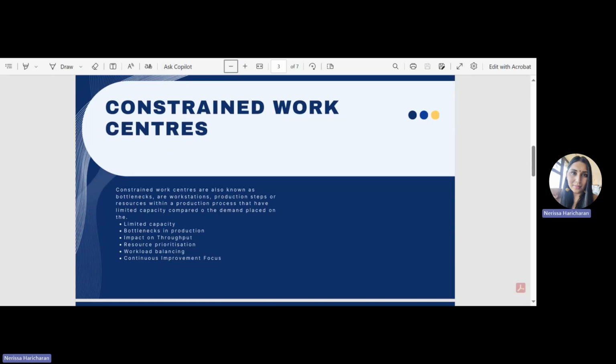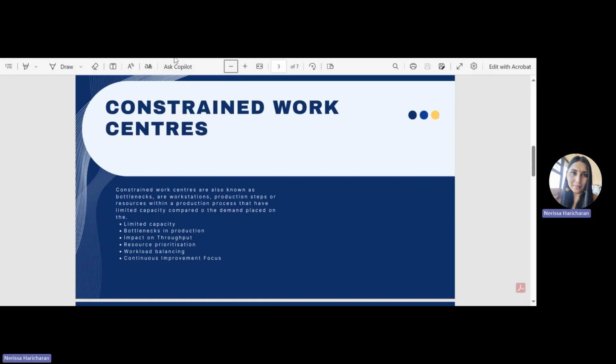All right. And then lastly, we want to talk about continuous improvement focus. Businesses often put a focus on these constrained work centers so that they can find better ways of improving their processes and work out what resources this constrained work center needs. Maybe there's a technology upgrade that's required, anything that can help to alleviate the bottleneck and increase the overall system capacity. That is what would basically be required.